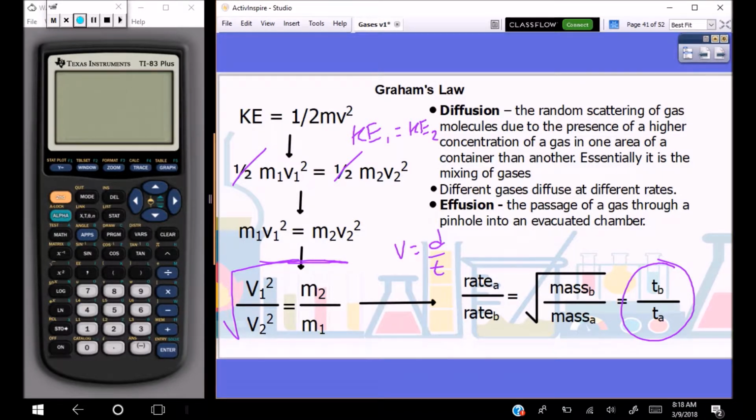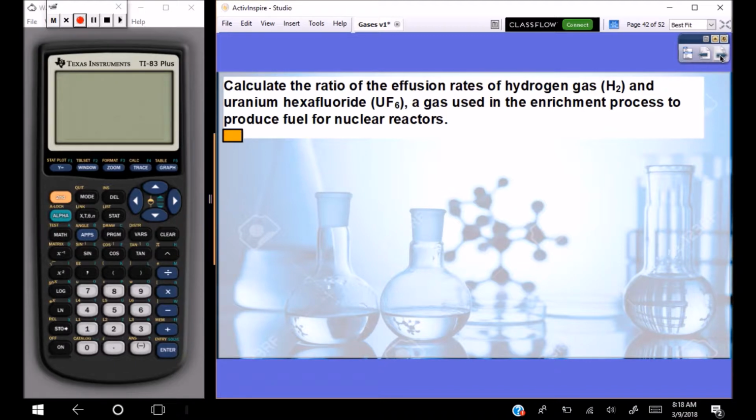Let's do one. Calculate the ratio of the effusion rates of hydrogen gas and uranium hexafluoride, a gas used in the enrichment process to produce fuel for nuclear reactors. So we need a couple of things here. We need the masses. H2 is easy, it's 2.02 grams per mole. We need the mass of UF6, so we have to figure out our molar mass.